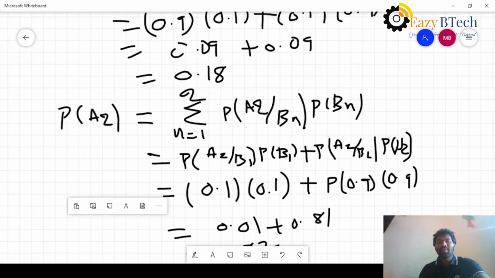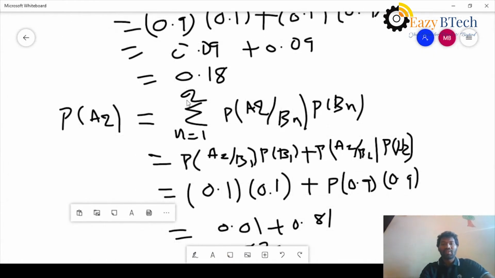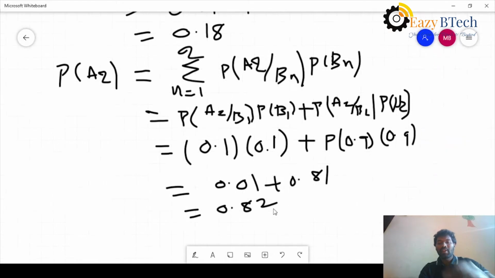If you observe P of A1 and P of A2, you get 0.18 while calculating P of A1, and you get 0.82 for P of A2. If you add P of A1 and P of A2, 0.82 plus 0.18, you get 1. That means the sum of the probabilities of events A1 and A2 is always equal to 1. You should remember this while doing the formula.